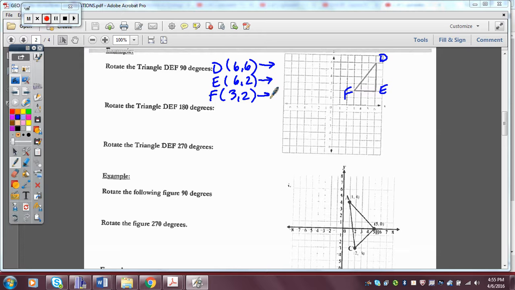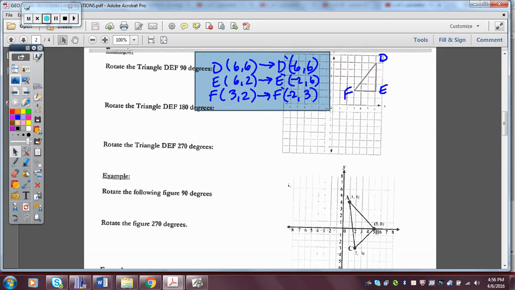If you want to get D prime, E prime, and F prime, you have to flip x and y, make the first one the opposite. Right? So D prime is negative 6, 6, E prime is negative 2, 6, and F prime is negative 2, 3. And I very nicely wrote this on my coordinate plane, so I'm going to have to erase it so I can actually graph D prime, E prime, and F prime. So I'm going to do this.